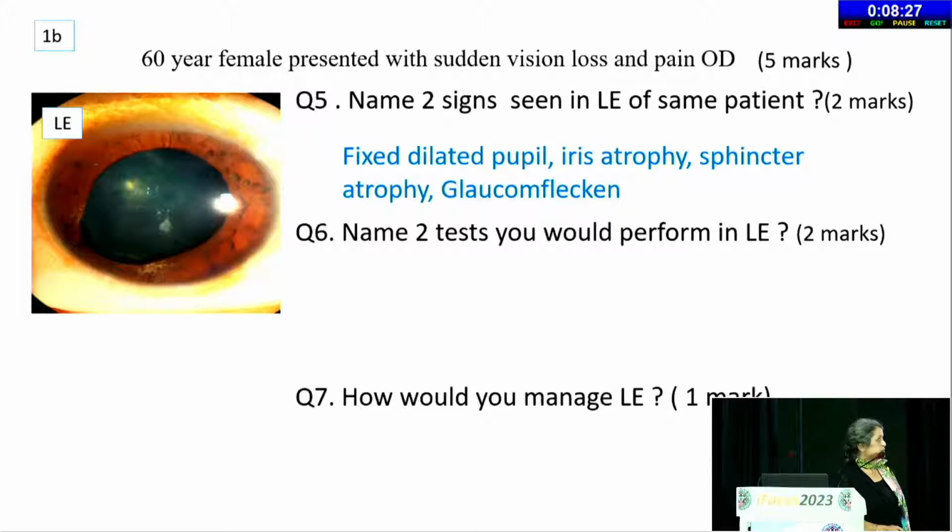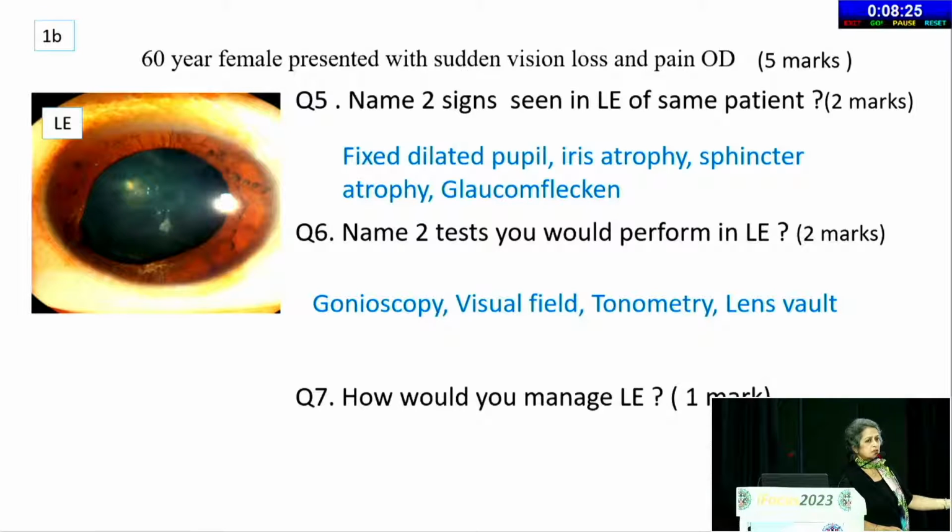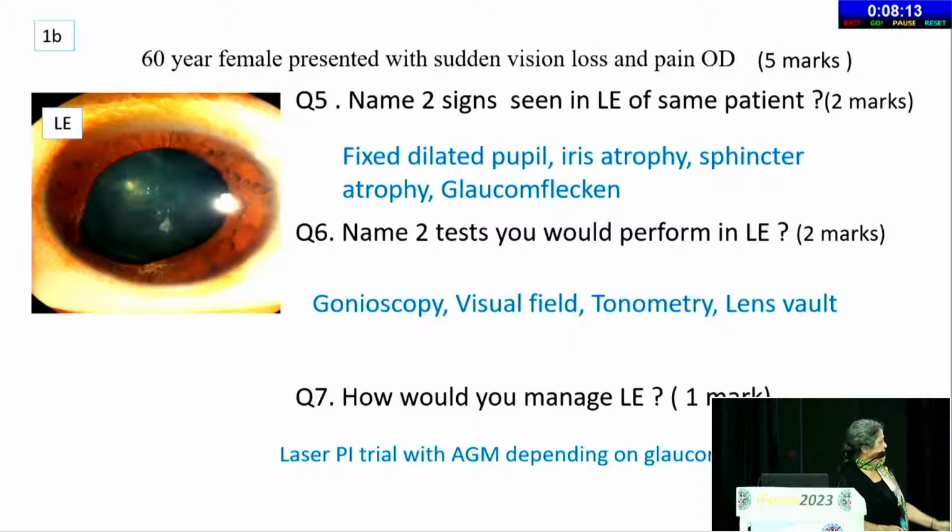Name two tests you would perform in the left eye. Similar. If you want to talk about the EAGLE study and the further studies of the Beijing study, you will talk about the lens vault. You may want to do that because this cataract, if it is very high lens vault, you may go for cataract surgery. But laser PI, trial with AGM, depending on the glaucoma severity, that's the structured approach to a PAC.